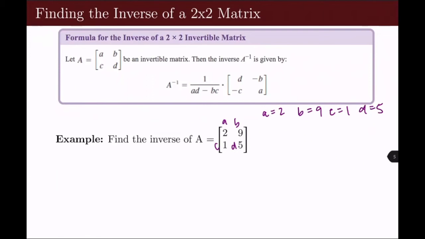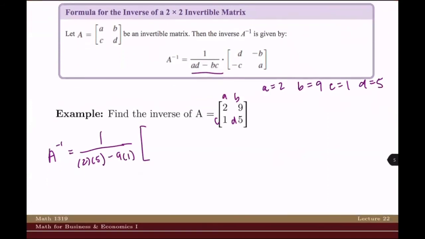And then what I'll do is, so that means A inverse is equal to 1 over, and we want AD minus BC. So AD is going to be 2 times 5 minus BC, which is 9 times 1. And then we're going to multiply that scalar by, and now we want the matrix to be in order D, which is 5, and then negative B, so 9, that's negative 9, negative C, so that's a negative 1, and then A, so that's 2. Essentially, you switch these two and then make the top right and bottom left negative.